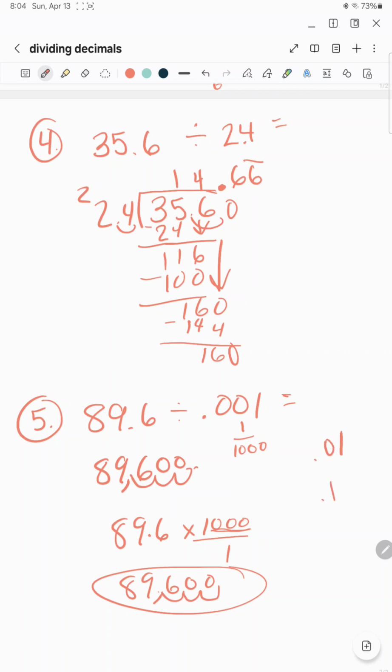Anytime it's a decimal like that, if you're dividing by 0.01, you'd move it 2 to the right. If you're dividing by 0.1, you'd move it 1 to the right. Hopefully that makes sense.